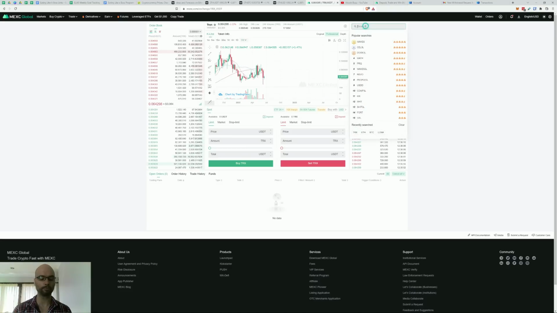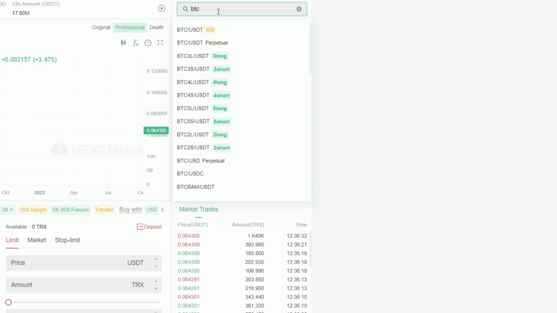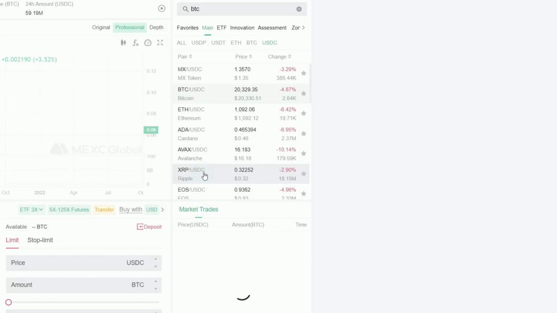Now for this example, let's actually go to Bitcoin USDT. Here on the MEXC Global Exchange, you have the option to trade Bitcoin in multiple ways, by the way. You have a 3x long here, 10x BTC USDT perpetuals, and of course, just the standard BTCUSD.